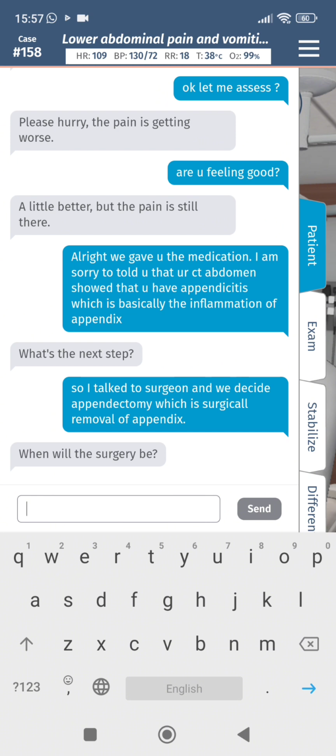Dr. Bevelich, please report stat to room 10. Dr. Bevelich to room 10. Okay, so patient is asking when will the surgery be.